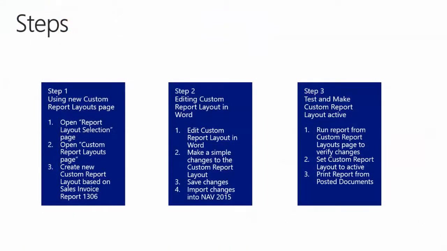Step number 3, test and make custom report layout active. So we have now made some changes to our report in Word, which we of course would like to see working. We will run the report from the custom report layouts page to verify that the changes we did in Word are displayed. We will make the custom report active, and at last we will print the report from the posted documents. Notice that I in a previous video have set report 1306 as a default report for invoices in the report selection page.